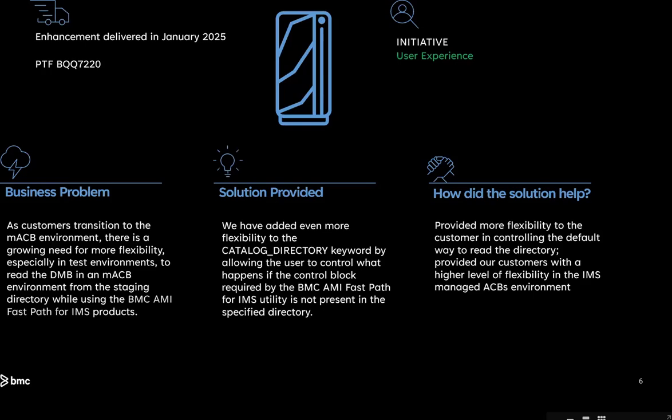That's how it works right now, before we deliver the fix. Some customers might not want that to happen. For example, this particular customer might prefer that if a control block is not found in the staging directory, then it ends with a critical error. That's what this customer was telling us. If you don't find it in the staging directory, don't go and try to find it in the active directory. If you do not find it in the staging directory, end there with a critical error, right?